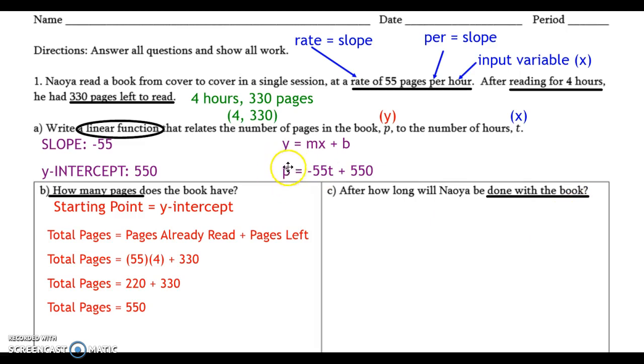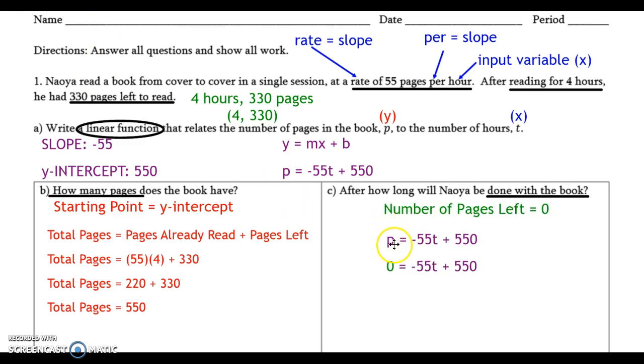So that means the number for p, which is the number of pages that are left, should be equal to 0. So I've taken the function, which is p equals negative 55t plus 550, and I've substituted 0 into that function. Now what I'm going to do is solve this function for t, because I'm looking for after how long, which is time. So you can see the algebra that went on here. The answer I got was t is equal to 11.